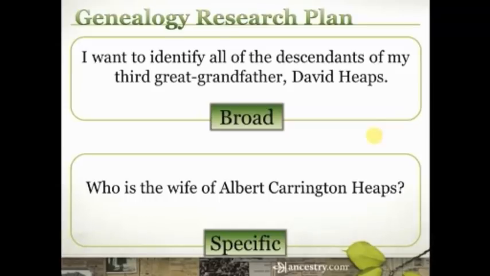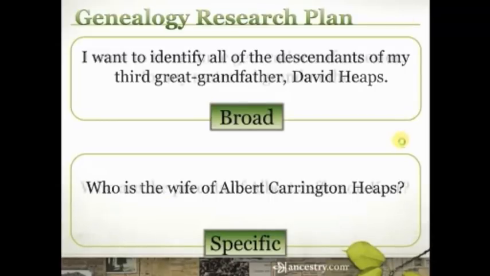Now, it still happens on occasion, but this is one of the ways that I keep focused, is that I have a broad goal that I'm working on in my family history, and then I have specific goals. So Albert Carrington Heaps is one of the children of David Heaps, and the specific goal might be, right now I need to discover who is the wife of Albert Carrington Heaps. And maybe the next goal will be, okay, who are the children of Albert and his wife? And then maybe the next goal will be, okay, who is the wife of Albert's oldest son? And you just work your way one goal at a time.